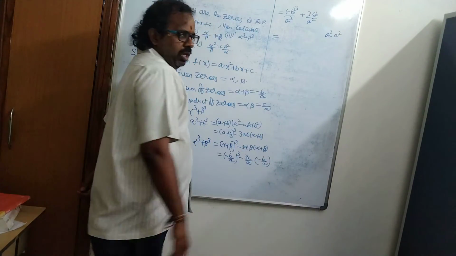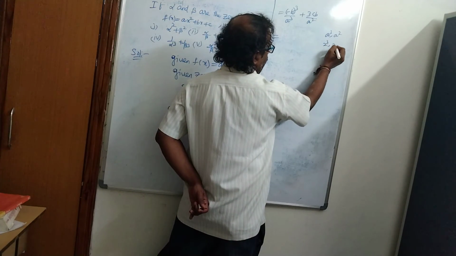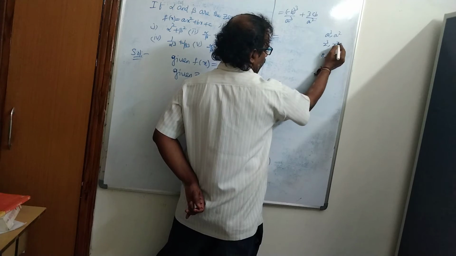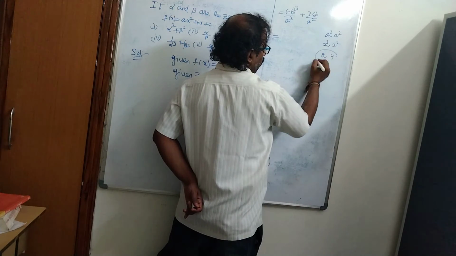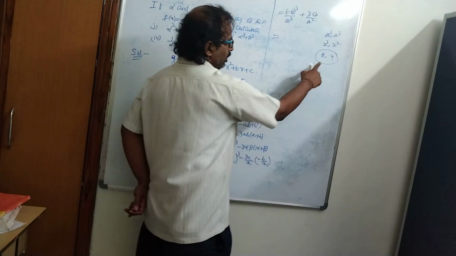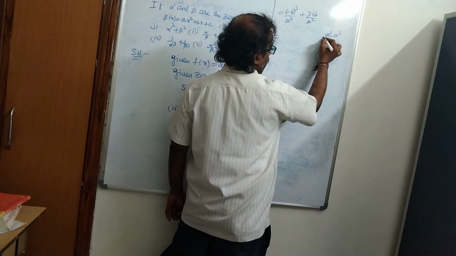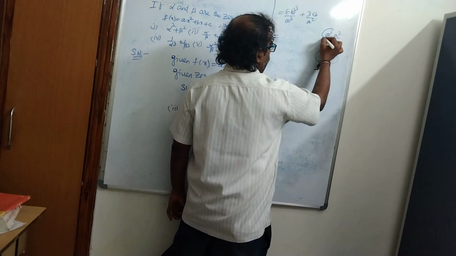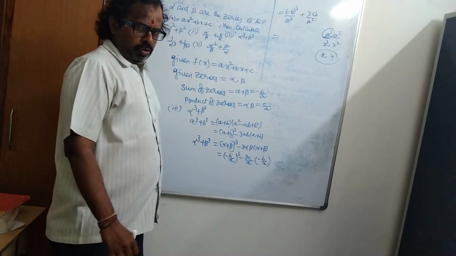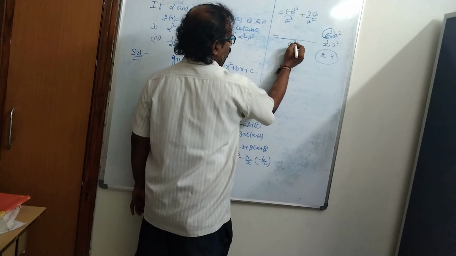Now just substitute a as 2 and check what the LCM will be. 2 cube, 2 square. 2 cube is 8 and 2 square is 4. So when you take the LCM of 8 and 4, what do we get? LCM will be 8. So that means when you take the LCM of a cube and a square, the LCM will be a cube. So the LCM is a cube.